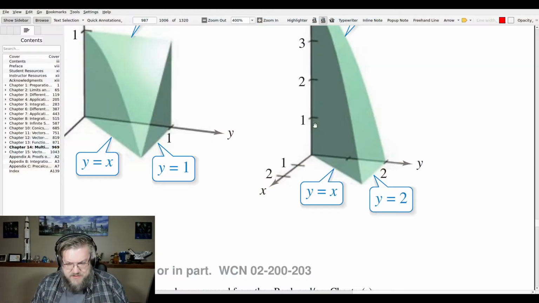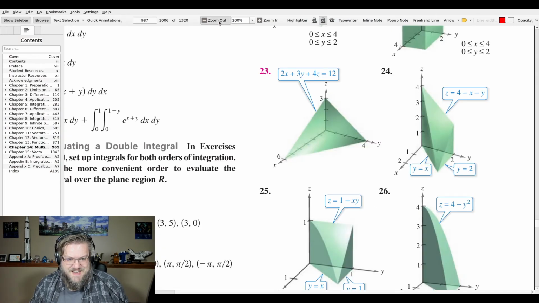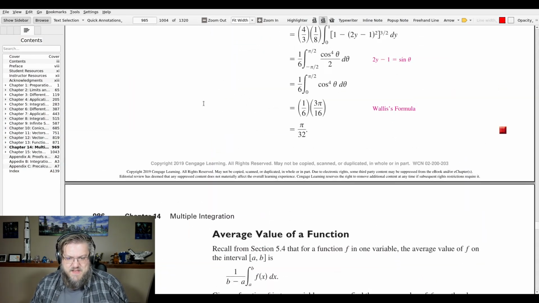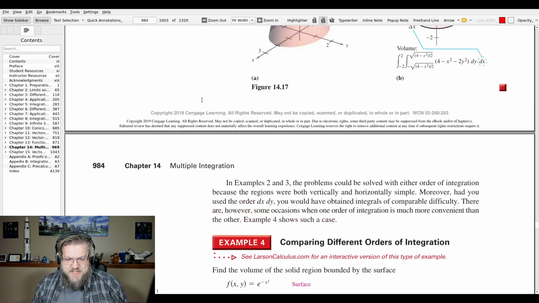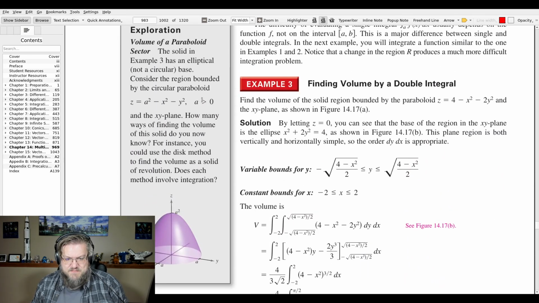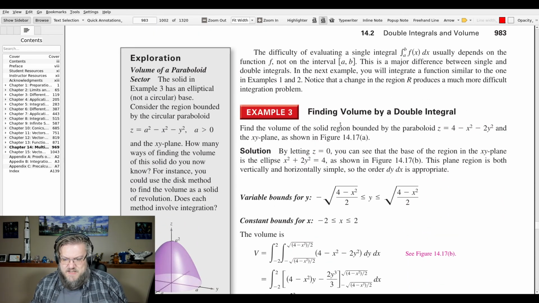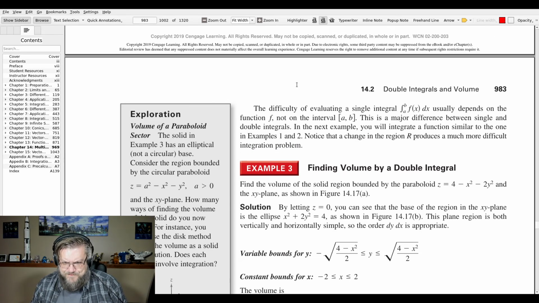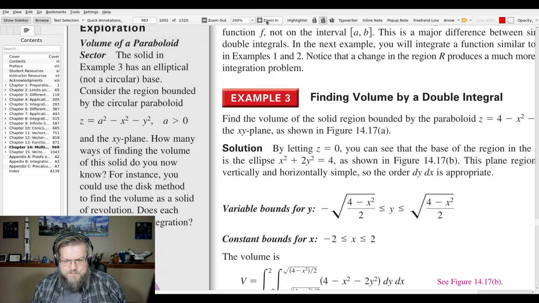Well, let me show you. I know I said I was ending the video. I'm sorry. But I have to show you this real quick. Yeah, the first example that they used here was this. Finding the volume of this.